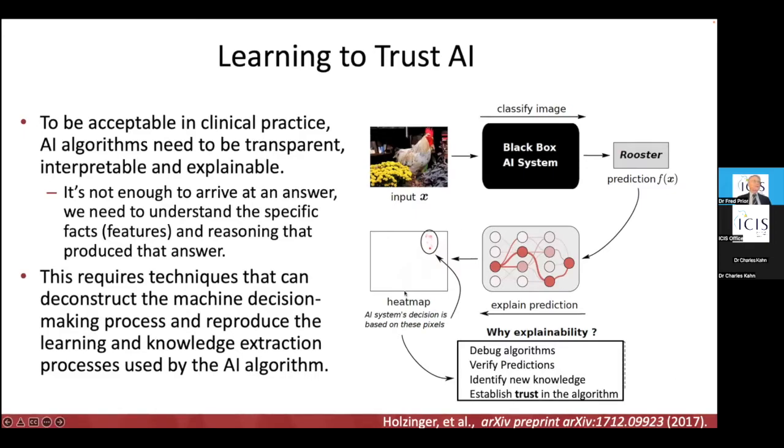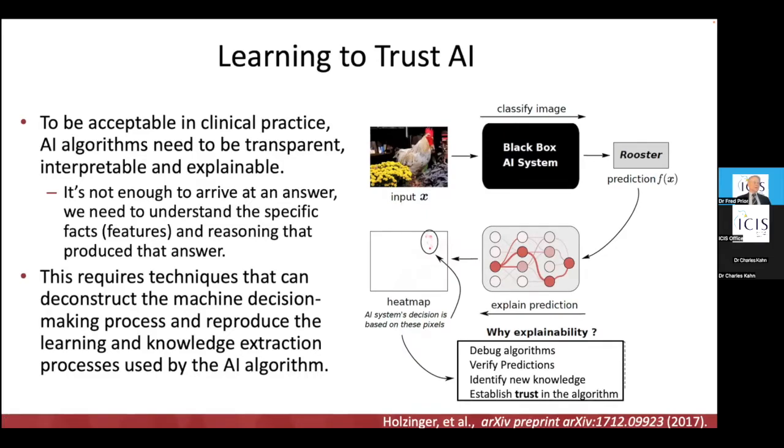And so this is just an example from a paper by Holzinger. This was a natural image, a rooster and some flowers. It goes into a machine learning algorithm and it classifies it as a rooster with a particular probability. Okay, well, you can then run that through an explainability algorithm, which backtracks to say, what part of the image did it use? And in this example, there's a heat map that said it used this region of the image, which is pretty much the comb and the rooster's head. That's what made it decide it was a rooster.